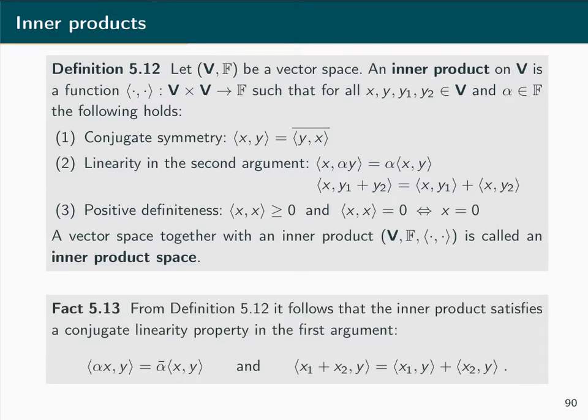From definition 5.12, we have an immediate consequence that's stated in fact 5.13, namely an inner product satisfies a conjugate linearity property in the first argument. This means that if we take a scalar multiple of the vector x in the first argument of the inner product and take the inner product with another vector y, this is the same as taking the complex conjugate of the scalar alpha and multiplying it with the inner product of x with y.